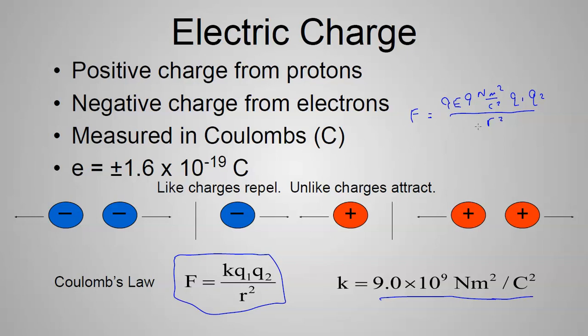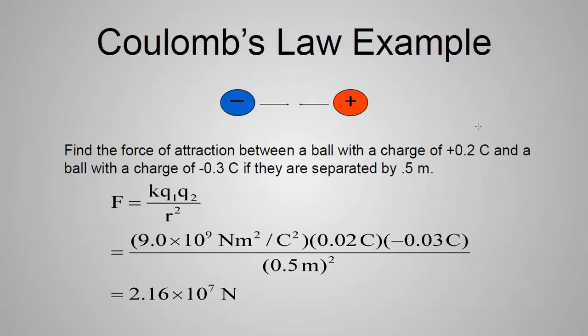I'll do an example or two here. But that is the force between any two charged particles. Here's an example. Find the force of attraction between a ball with a charge of positive 0.2 coulombs and a second ball with a charge of negative 0.3. So you see how it's an attraction there. We know it's an attraction because it's a positive charge and a negative charge. All right, those are going to pull towards each other.